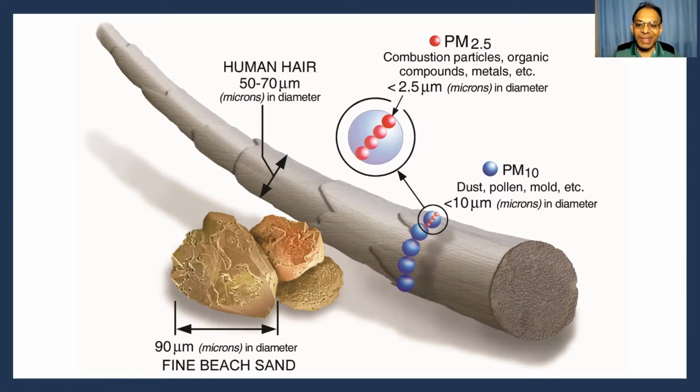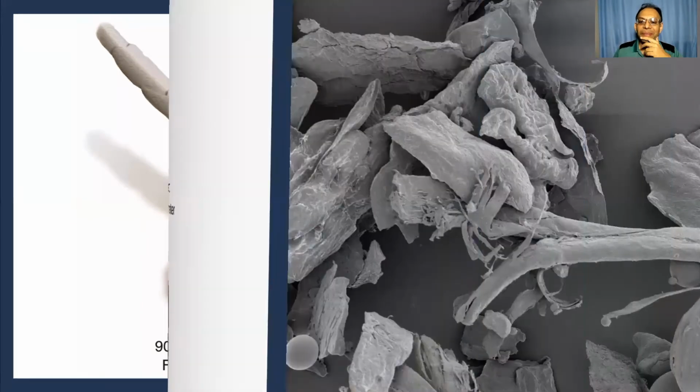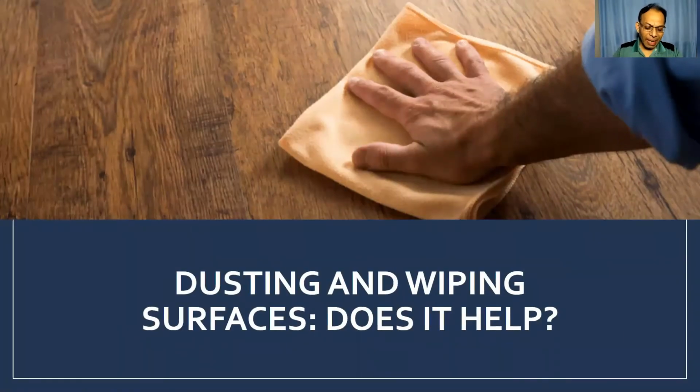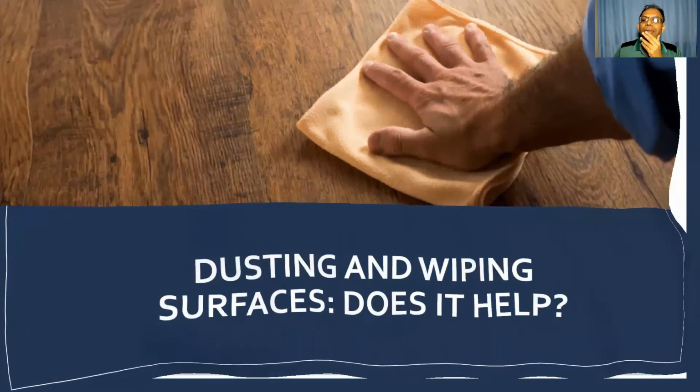Your enemy is not the cows and dogs. Your enemy is the mosquito. You need a completely different way to stop it. And this is just a picture of this. Now, sometimes people say, well, I'll dust my flooring, I will clean the surfaces. Will it help? Now, this is another slide.